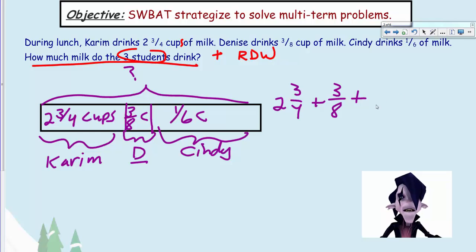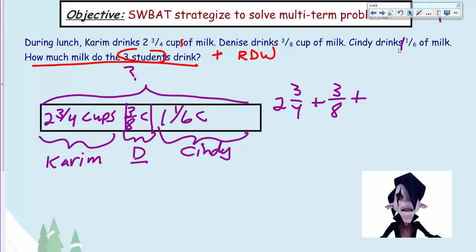Oh, wait a second, you know what? When I initially wanted to write this problem down, I wanted to put a 1 there. Oh, that changes the problem. Okay, so let's just blooper. Mr. Ward's first blooper of this video. So it should be 1 and 1/6 cups of milk. Okay, so she drank actually more than Denise.